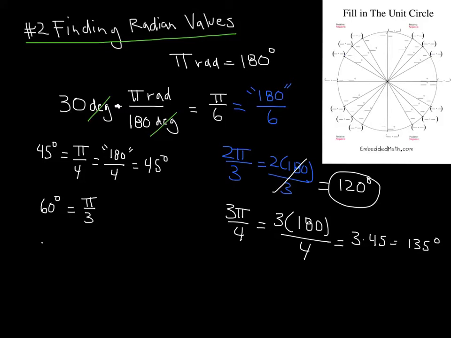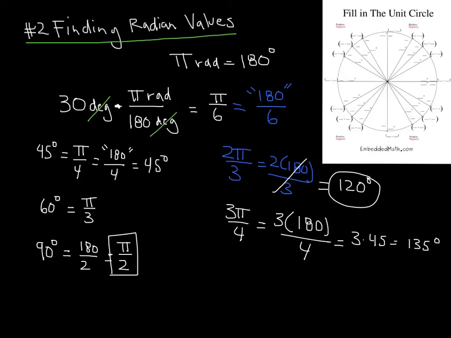Let's do 90. 90 degrees can be expressed as what? 180 divided by 2. Well, what is 180 in radians? Pi. So that's pi over 2. Now we've got the entire first quadrant filled out. Now, the goal is to fill out all the other quadrants.